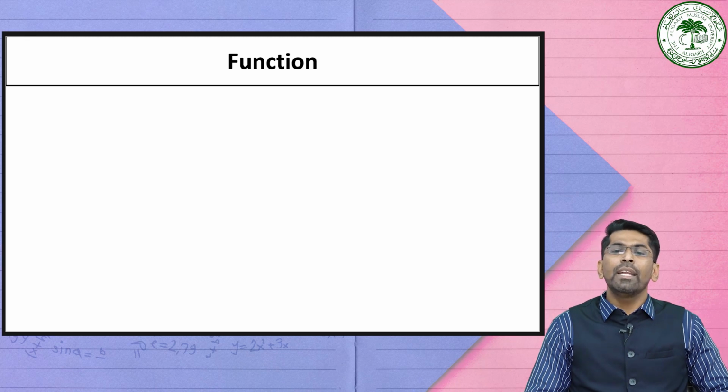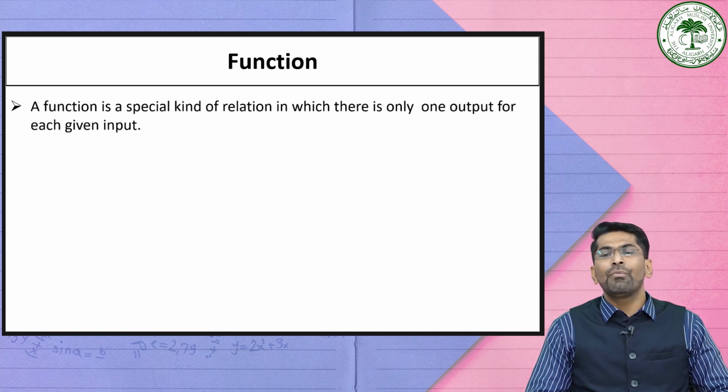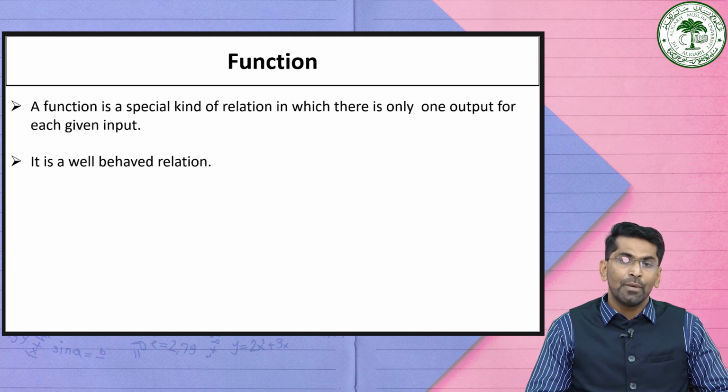Now, after understanding the concept of relation, we can move to define another concept, that is function. See, we can define a function as a special kind of relation in which there is only one output for each given input. In other words, it is a well-behaved relation. A function is a well-behaved relation, well-behaved in the sense that it has some special features.